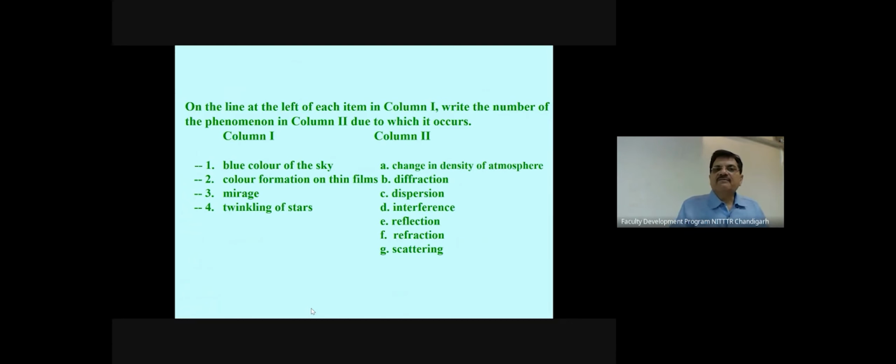On the line at the left of each item in column 1 write the number of the phenomenon in column 2 due to which it occurs. तो जो सेकंड कॉलम है उसमें ऑप्शंस ज़्यादा रखें, क्योंकि अगर आपने जितने प्रीमाइसेस हैं लेफ्ट साइड में जितने उतने ही रिस्पॉन्सेज हैं, तो अगर बच्चे को 3 आते हैं तो चौथा उसको अपने आप पता चल जाएगा. So to reduce guess work you can go for more number of responses in column 2, ताकि स्टूडेंट के पास फिर चॉइस हो.